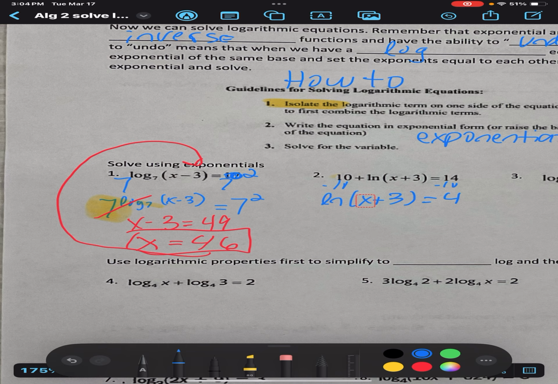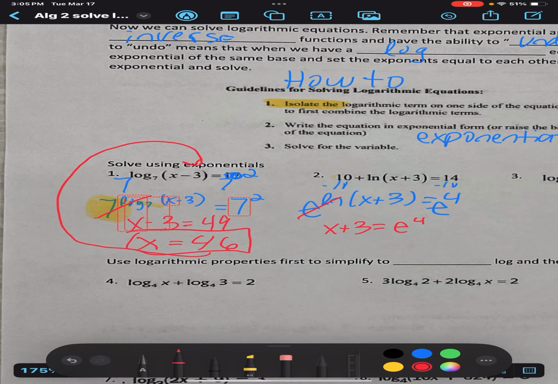And now we just have to remember, what is the opposite of ln? Well, if ln is the natural log, what is the natural exponent? And hopefully we can remember, since last week, the natural exponent is e. E. Remember the dolphins? So the e and the ln, they cancel each other out. Bye-bye. And I'm left with x plus 3 equals e to the 4th.